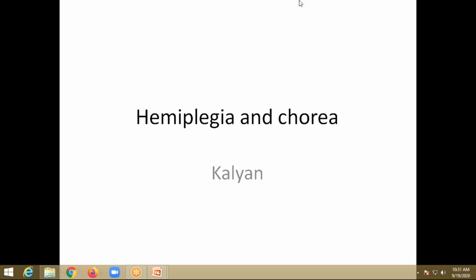So mostly for hemiplegia, we'll deal with what is hemiplegia, which most of you must be knowing already. Just look at some anatomy, physiology, and also the causes of it. Then management, but mostly the evaluation of hemiplegia is most important. And regarding chorea, it is the movement disorder, and we'll deal with that also. This may last for around 40 minutes, so kindly bear with me. I think we'll start.